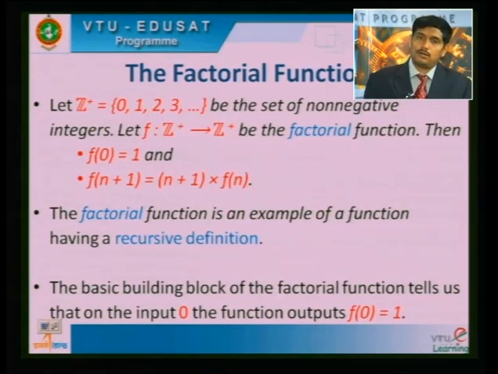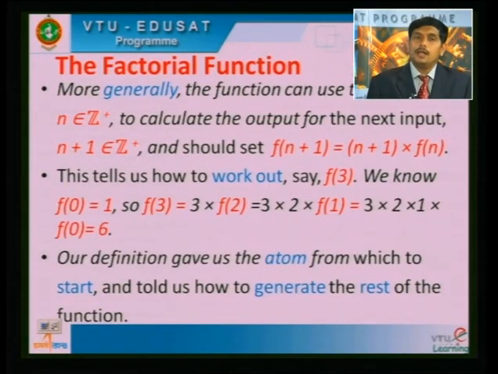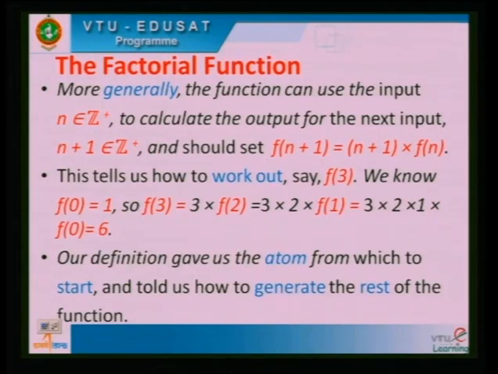Next, here the basic building block of the factorial function tells us that on the input 0, the function outputs f of 0 equals 1. More generally, the function can be used: the input n belongs to positive integers, and to calculate the output for the next input, that is n plus 1, we set f of n plus 1 equals n plus 1 into f of n.